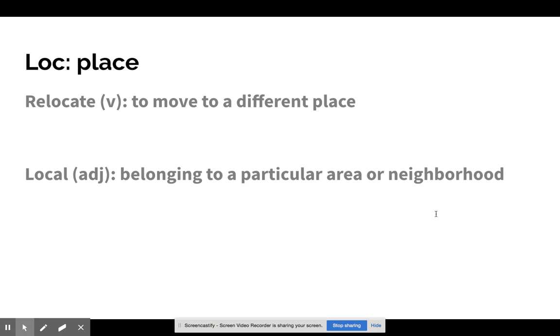And then local can be a noun or an adjective. You can refer to people as locals, right? The locals in Nashua would be like you guys, or it could be an adjective, meaning belonging to a particular area or neighborhood. We say things like eat local or shop local. And when we say that, we mean do it at places that are nearby, near your house or your school. So you're supporting businesses that are close to you, that are part of your community. So if something is described as local, it's going to be near where you live typically.